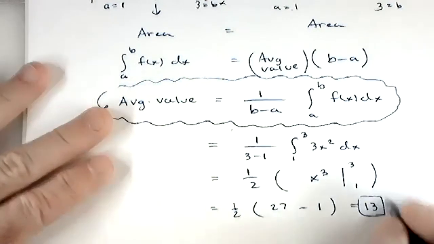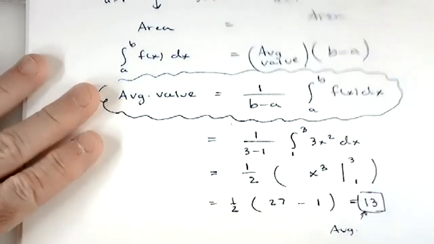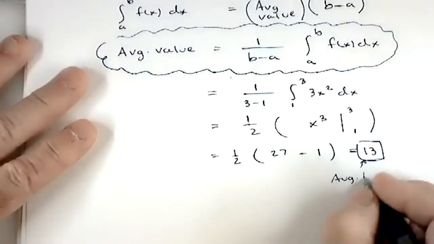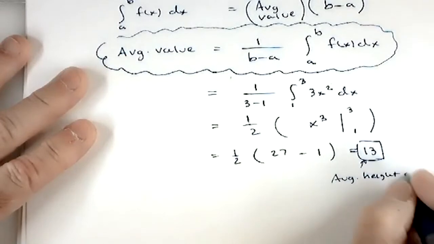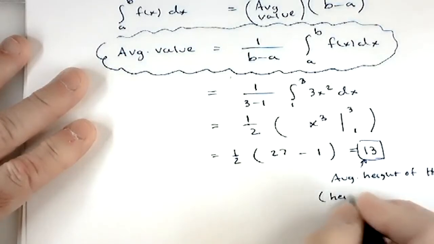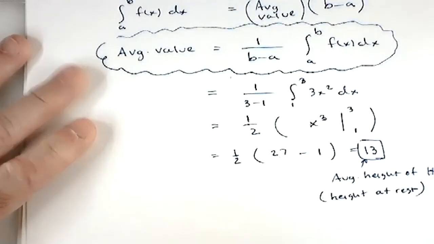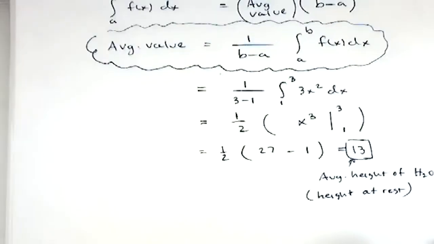So in this context, this would be the average height of the water, or the height of the water when it comes to rest. Average height of water, or the height when it comes to rest. Height at rest, if we use that as our analogy.